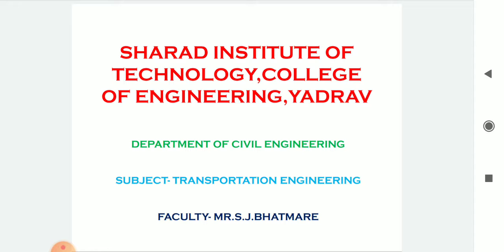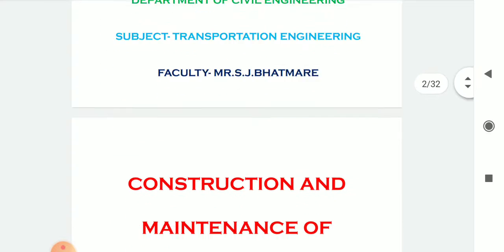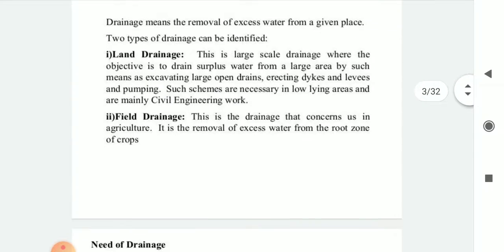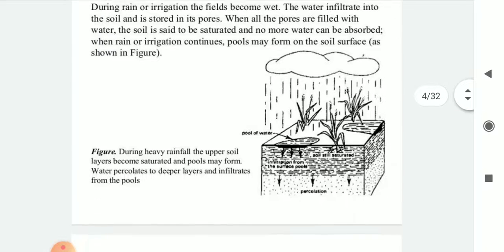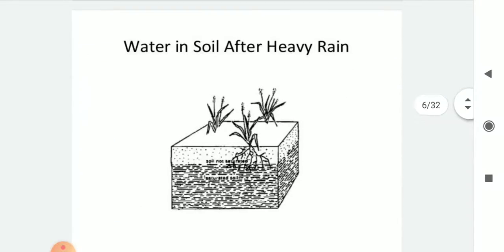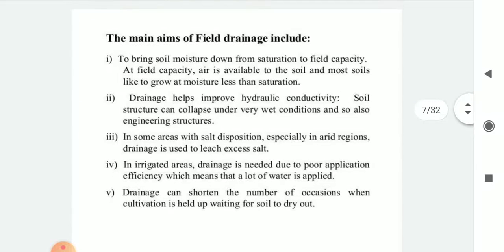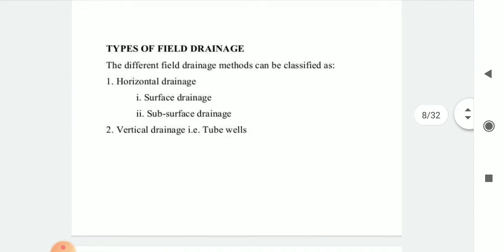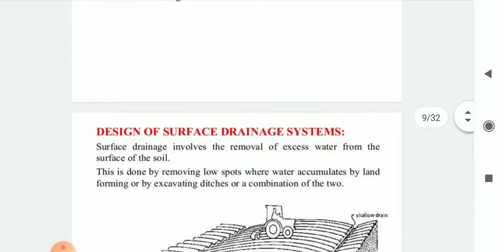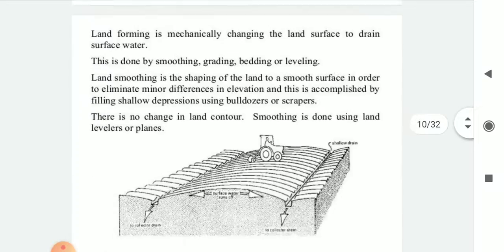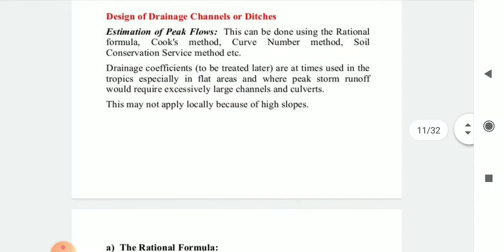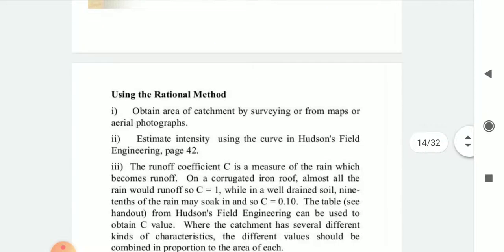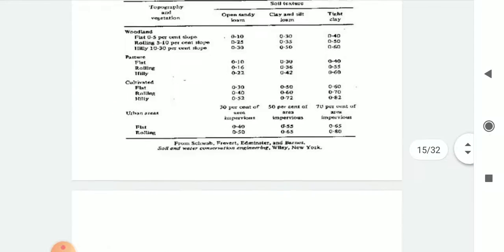In the 11th lecture, we started with construction and maintenance of drainage, and we already discussed drainage, the different types of drainage, need of drainage, water in soil after heavy rain. The main aims of field drainage include types of field drainage: surface drainage, subsurface drainage, and vertical drainage, that is tube wells. We also discussed the design of surface drainage systems, the design of drainage channels or ditches, and the rational formula, using the rational method. Runoff coefficient C has been discussed.